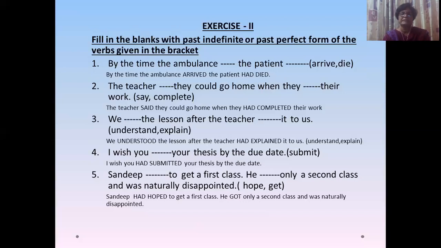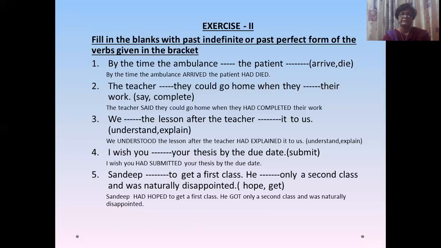Similarly, in the second sentence, the teacher dash, they could go home when they dash their work. We have two verbs given in the bracket, say and complete. So in the first blank, the past form of say is said. The teacher said they could go home when they. Now here it has to be filled with the past perfect form of the verb. What is the verb here? Complete. So the teacher said they could go home when they had completed their work.